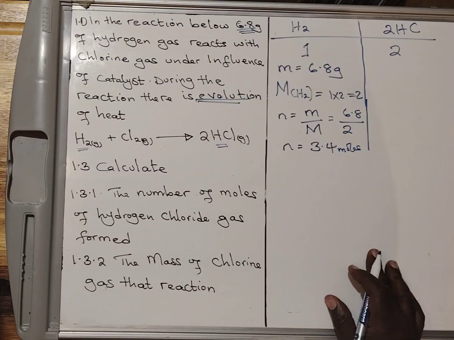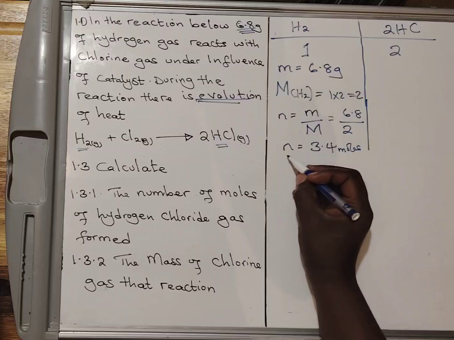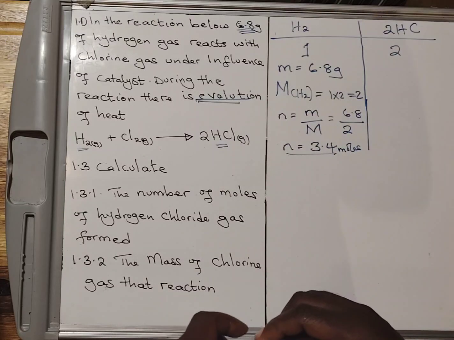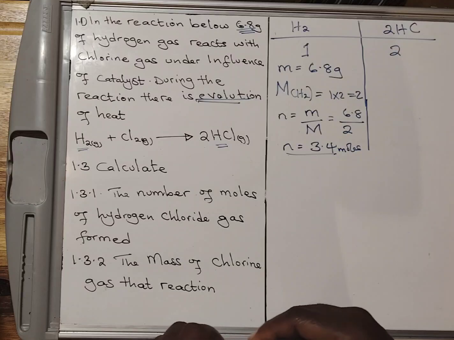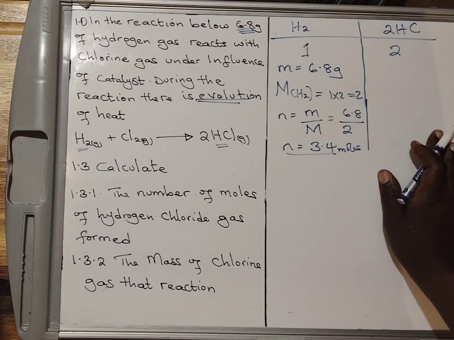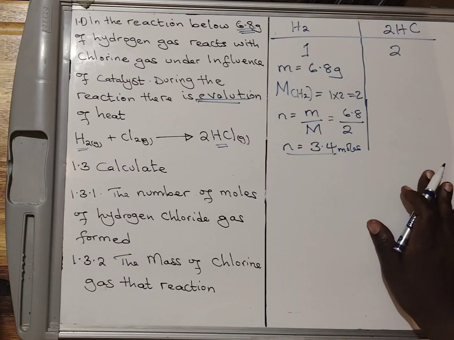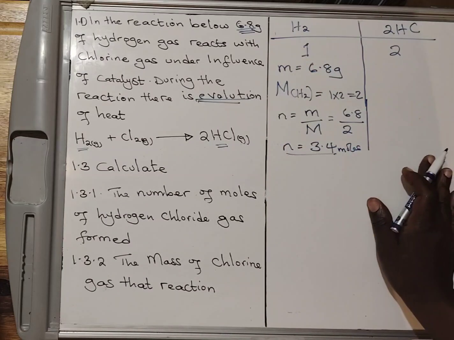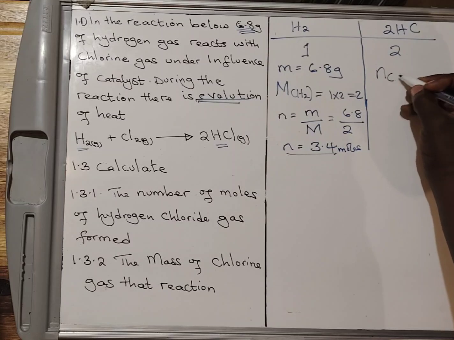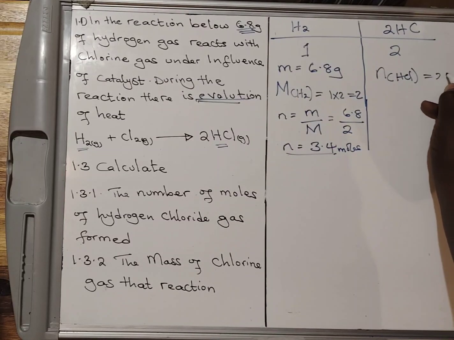Okay. So now we know the number of moles. These are the number of moles of hydrogen which reacted. So therefore we got the other side. 1 mole forms 2. So what are we going to find this side? We are going to find number of moles of hydrogen chloride which reacted. We can call this one X.